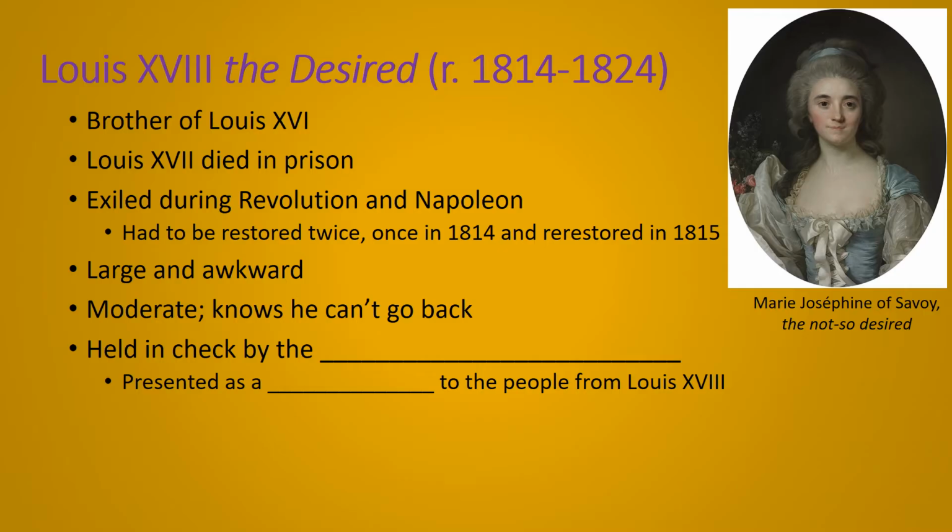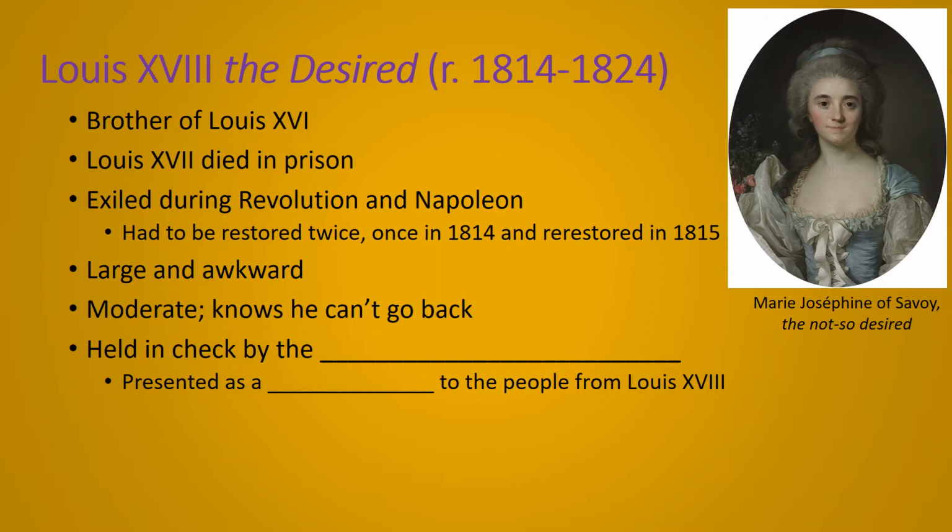Well, Louis will end up going into exile during the Revolution. He didn't want to see his own head chopped off, and while Napoleon was in power, he will take with him his wife, Marie Josephine of Savoy, who was not so desired by Louis. It's a sad and tragic story, just sad and tragic. It was, of course, an arranged marriage. There were a lot of marriages between Savoy and the French royal family at this time. However, when she showed up, he found her repulsive, which is ironic considering his own waddling state.